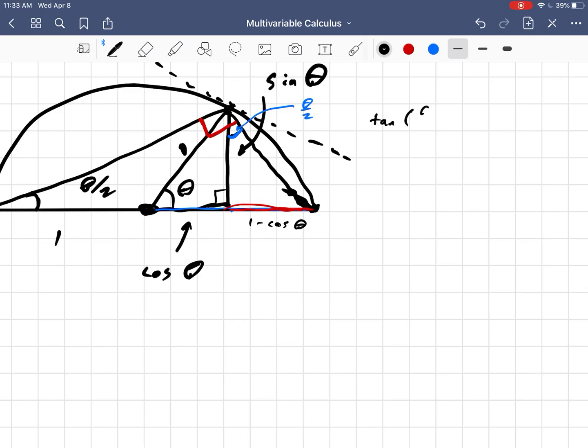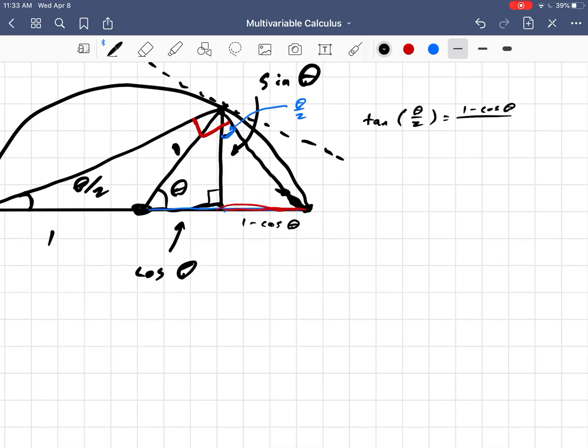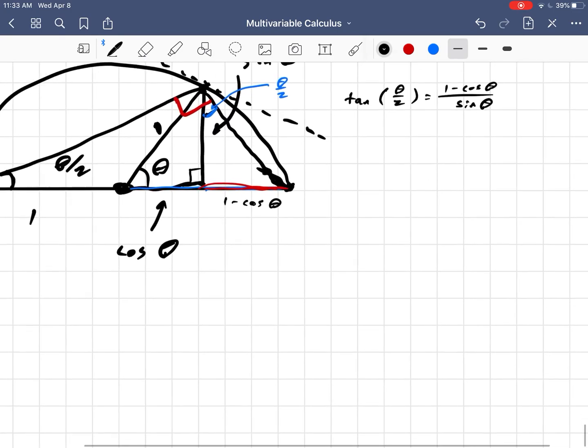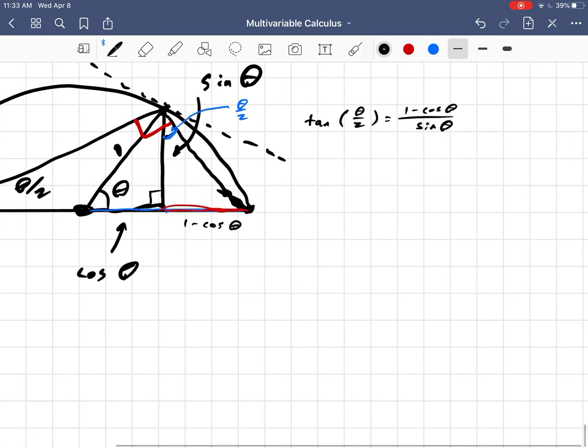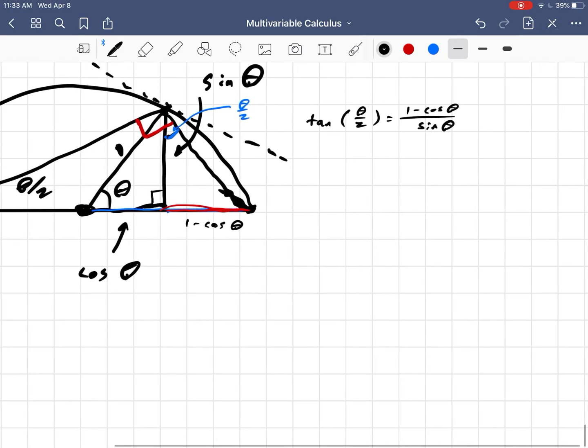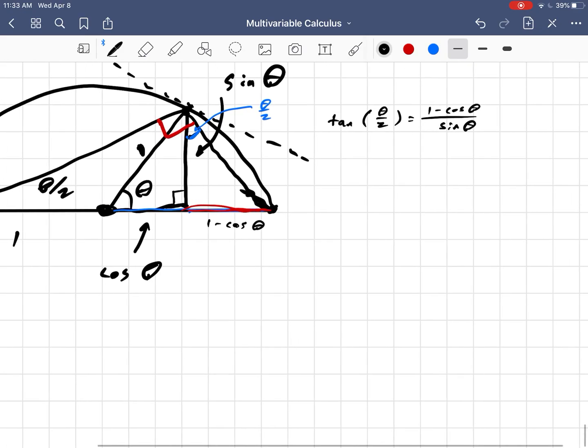So that means if I were to take the tangent of theta over 2 of this blue angle here, that is going to be the opposite over the adjacent. In other words, 1 minus cosine theta over the adjacent, which is sine theta, that length. Or I could do the other angle of theta over 2.